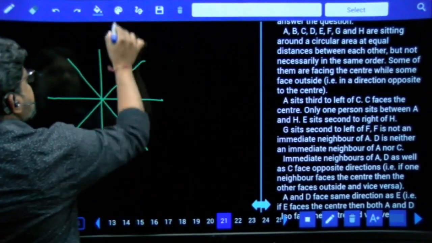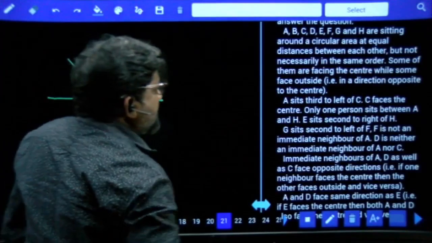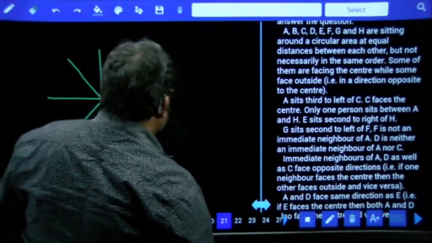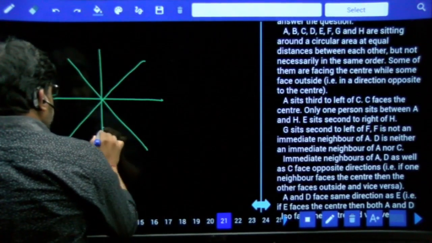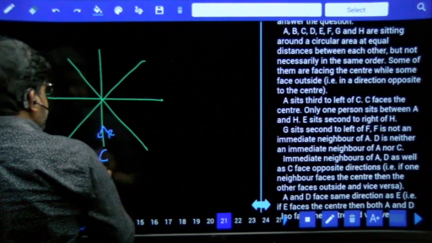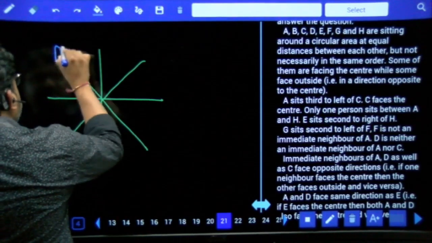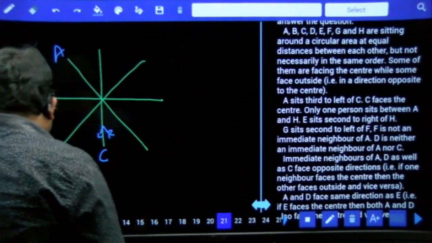8 persons sitting around a circular table. A sits third to the left of C, C faces the center. 1, 2, 3, A. Done, friends? Yes. Next, what is the next one?